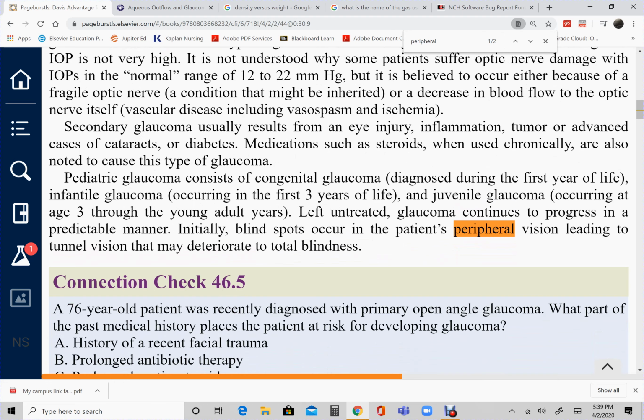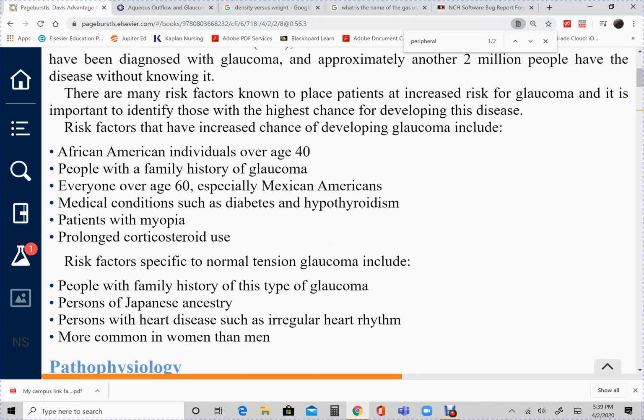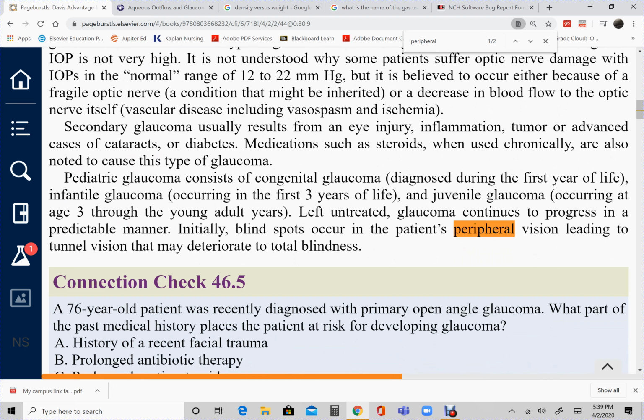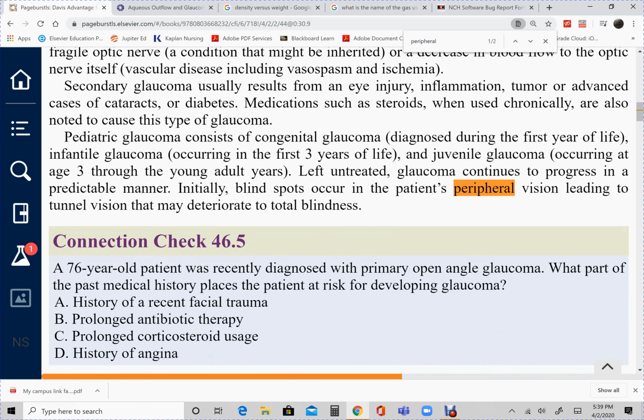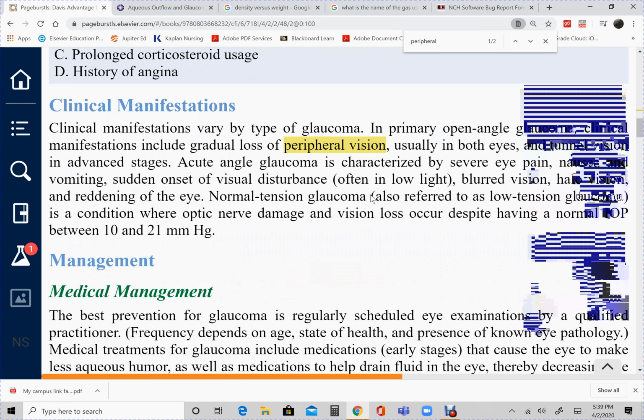Secondary glaucoma, of course, is due to treatment for another disorder. We mentioned earlier the chronic corticosteroid use. That's an example of secondary glaucoma. Pediatric glaucoma, we will skip. Obviously, that's only for peds, and I'm only responsible for adults.